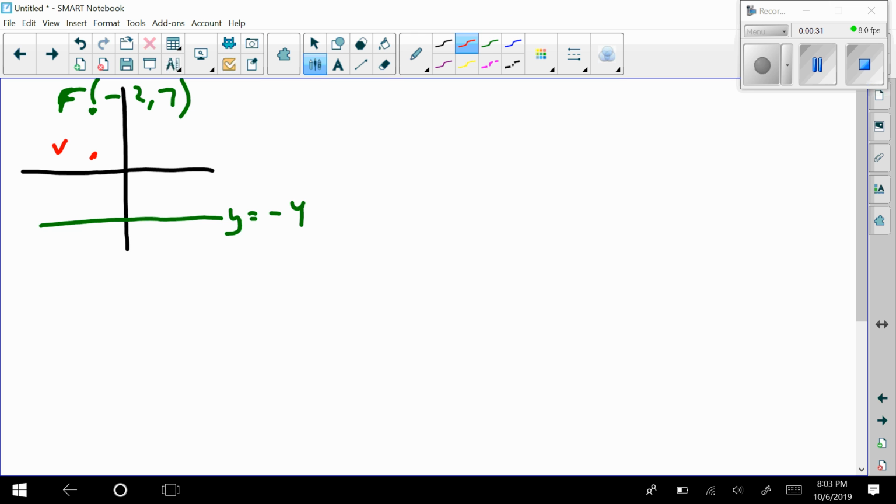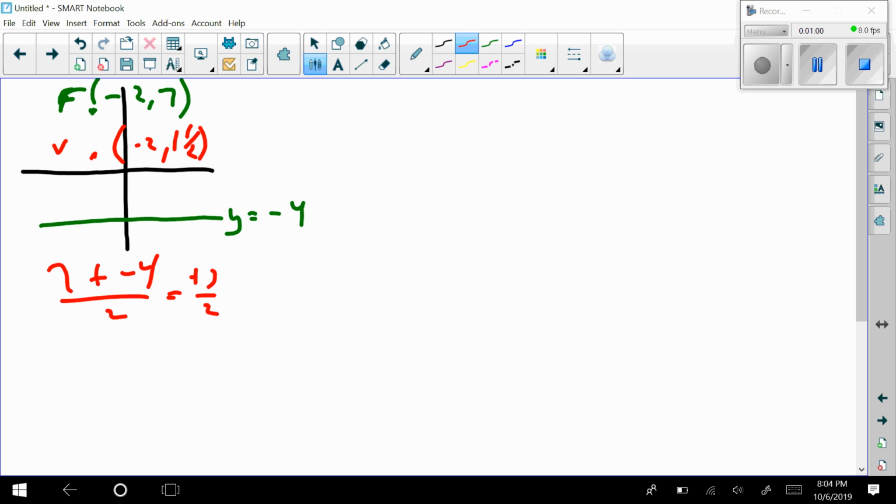Now, the x value has to be -2, just like the focus, because it's right below it. But the y value has to be the average of 7 and -4, because the vertex is the midpoint. It's lying at the midpoint if you draw a line through the axis of symmetry. So the average of 7 and -4, 7 plus -4 divided by 2, is going to be 3/2. So that's 1.5.